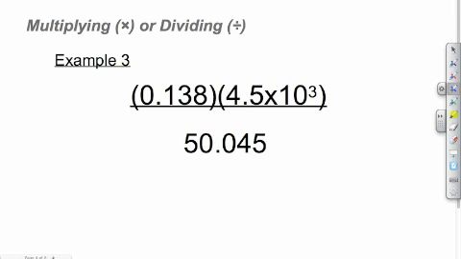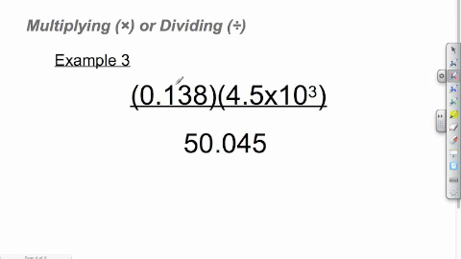Alright, in example 3, I want to show you a problem that has multiple steps. In this problem, I have to multiply the numerator, and then I've got to divide by this denominator. So what do you do? Well, if you encounter a situation like this, do your multiplying and dividing all at once. And then in your answer, you can apply your calculation rules. Okay, so let's take a look at the top. Take a look at these numbers. How many significant digits do they have?